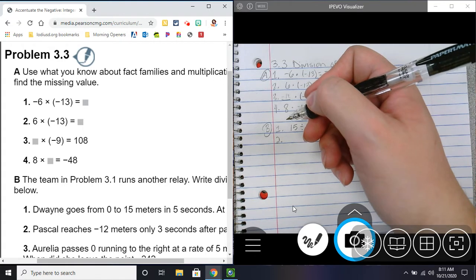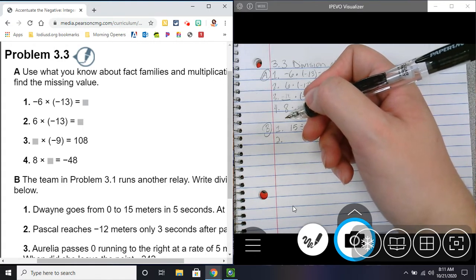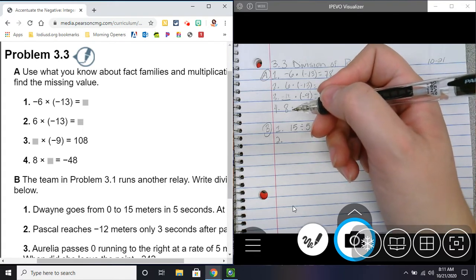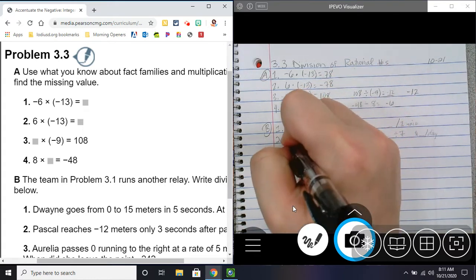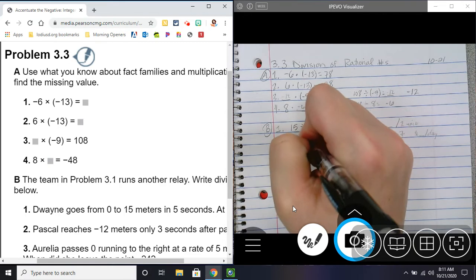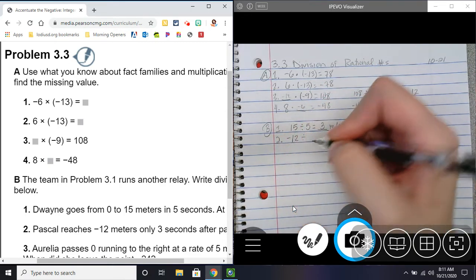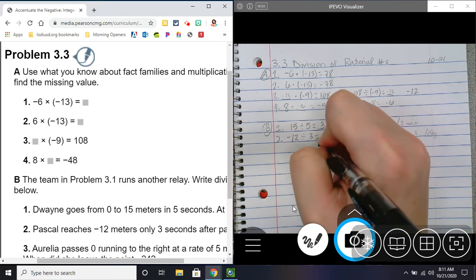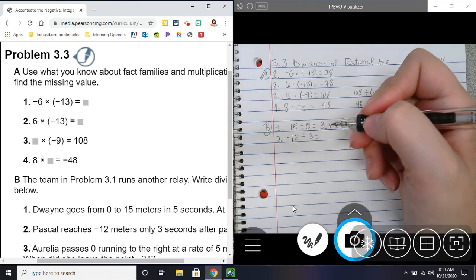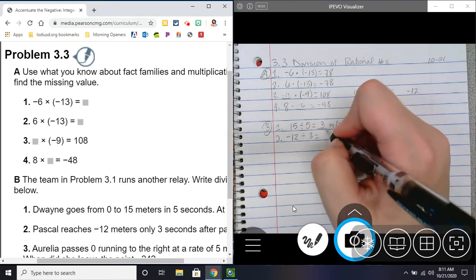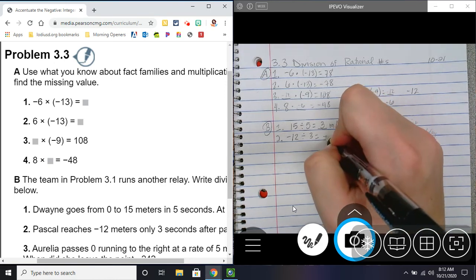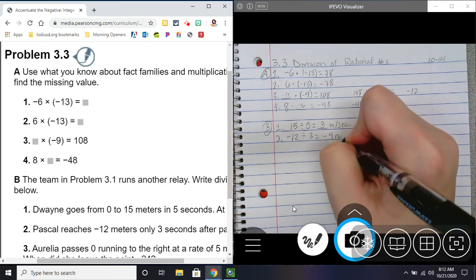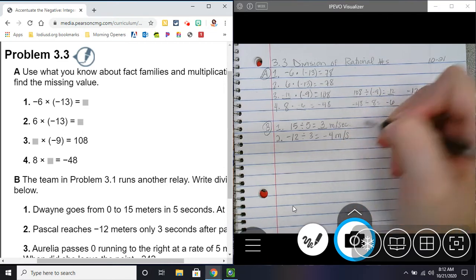Number 2, Pascal reaches negative 12 meters in only 3 seconds after passing 0. At what rate does he run? So again, it's running backwards this time. Negative 12 meters, 3 seconds. And how many does he run per second? He runs to the left 4 meters per second.